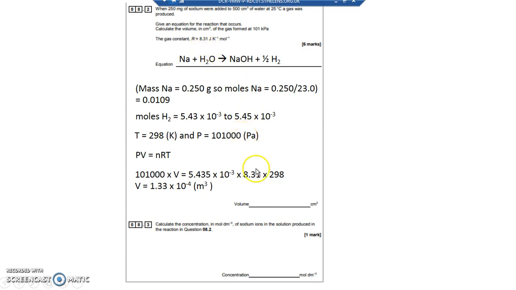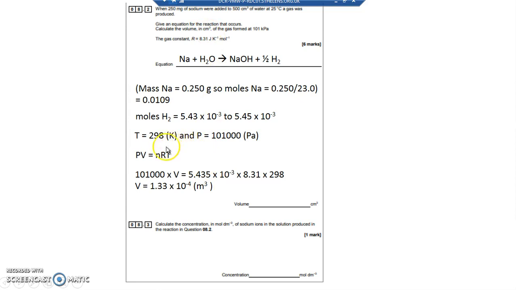8.31 is R, and the temperature is 298. If you multiply this out and then divide by 101,000, then you work out that V is 1.33 times 10 to the minus 4. Remember, a volume in PV equals nRT is in meters cubed, and it says calculate the volume in centimeters cubed.